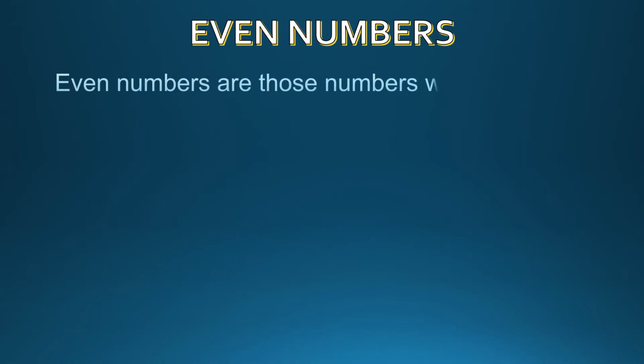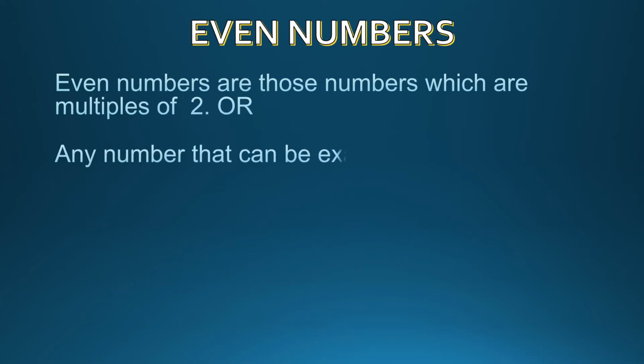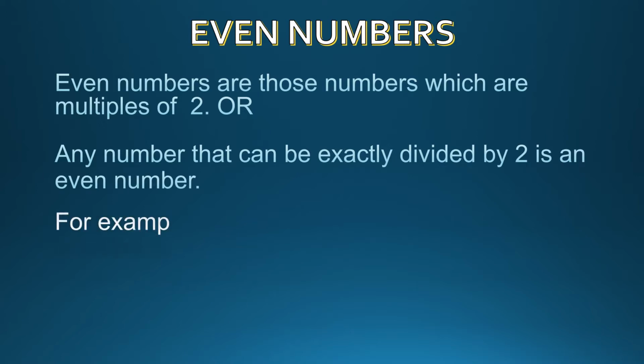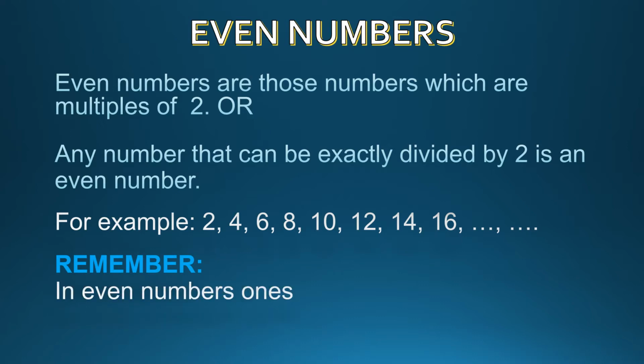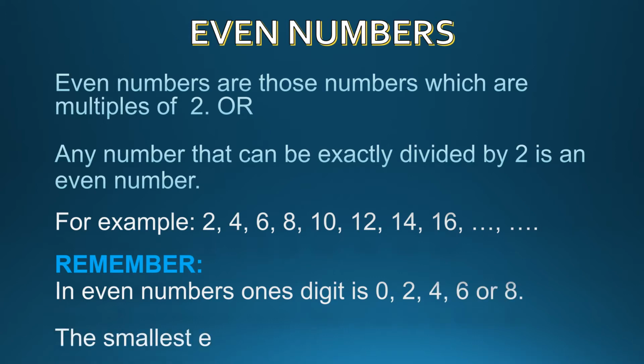Even numbers are those numbers which are multiples of 2, or any number that can be exactly divided by 2 is an even number. For example, 2, 4, 6, 8, 10, 12, 14, 16 and so on are even numbers. Remember, in even numbers, one's digit is always 0, 2, 4, 6 or 8, and the smallest even number is 2.